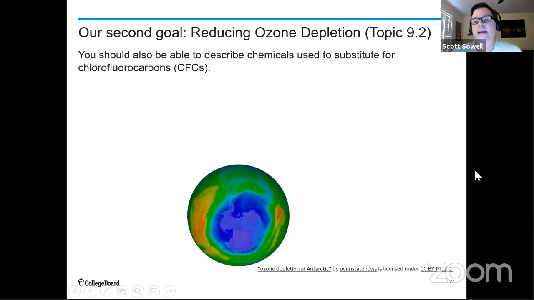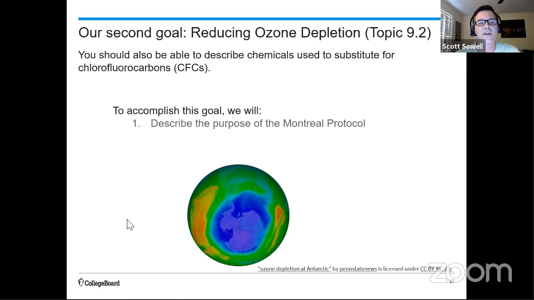Now, this is really about 9.2. By the end of this, you should be able to describe the chemicals we've used to substitute for CFCs. So we still need aerosols, we still need refrigerants, we just don't want to use those CFCs. To get there, we're going to talk about something called the Montreal Protocol, and that is an agreement that banned the CFCs, but we're also going to talk briefly about what some replacements for CFCs are. And just like any solution, we have pros, cons, and unintended consequences.